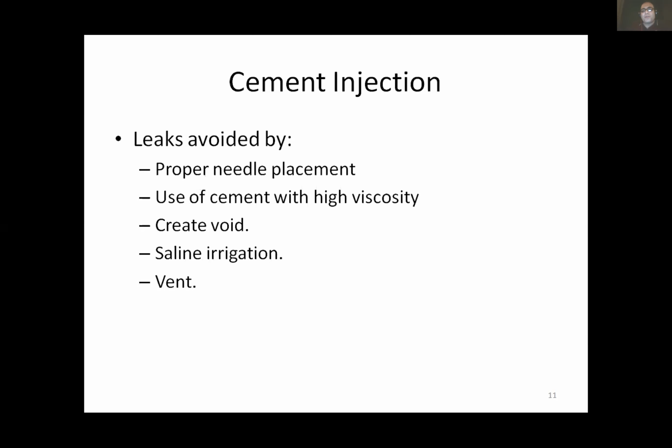So you need to create a void, and this can be achieved by some irrigation of saline, which can help to create some voids and remove some debris. Irrigation with saline lets you take this saline for biopsy. Irrigation with cold saline can cause some vasoconstriction and decrease the incidence of vascular cement leak. And at injection time, you need to use a vent, as I will show you in these videos.